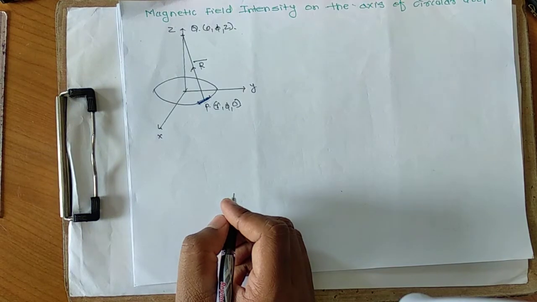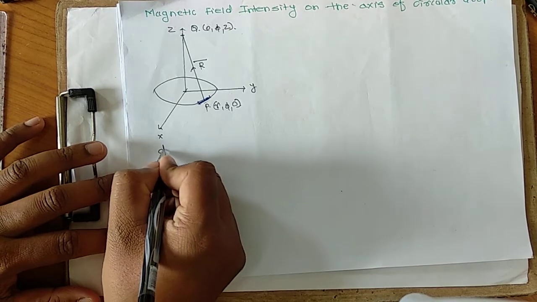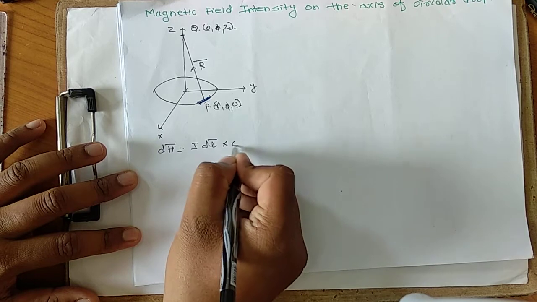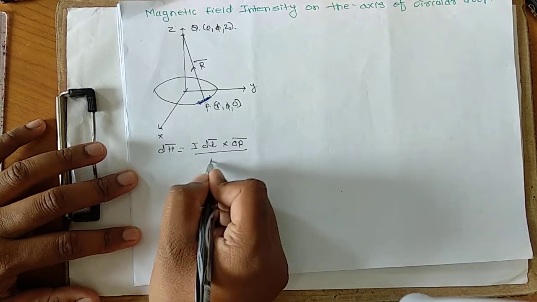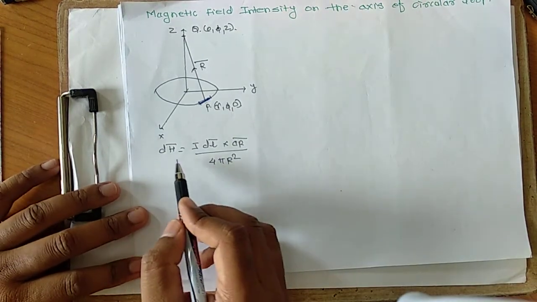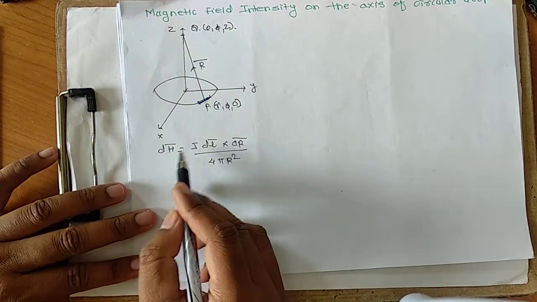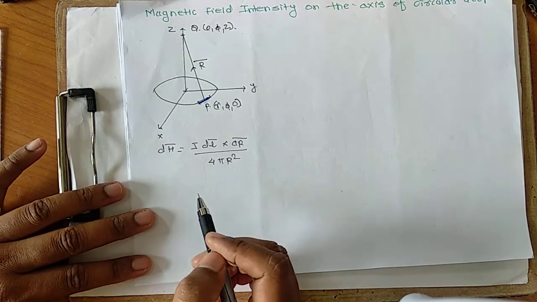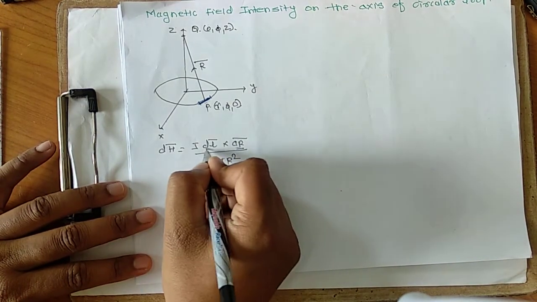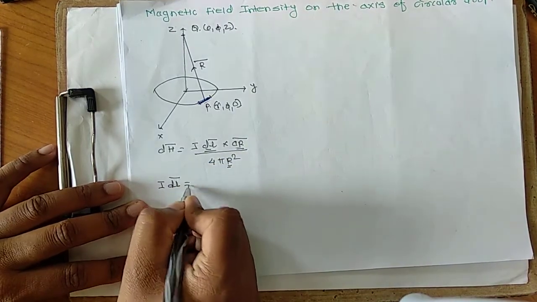Now what is next? We have to find dH bar. If you are finding dH bar, it is I dl bar cross aR bar divided by 4 pi R square. What is this? It is Biot-Savart's law. By using that we have to calculate the H bar. Every time you have to use Biot-Savart's law to find the magnetic field intensity. In that we have to find aR bar, we have to find R, and we have to find dl bar. So first of all we will find I dl bar.